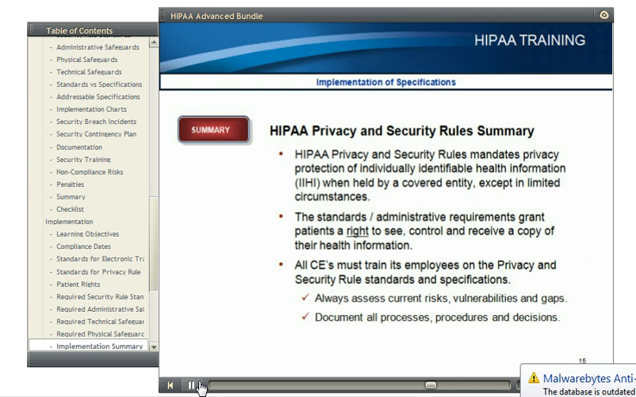Always assess current risks, vulnerabilities, and gaps. Document all processes, procedures, and decisions.